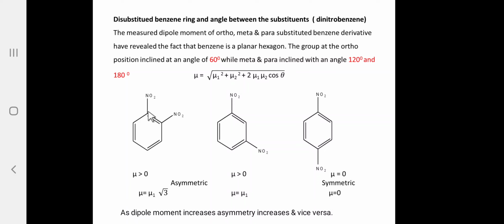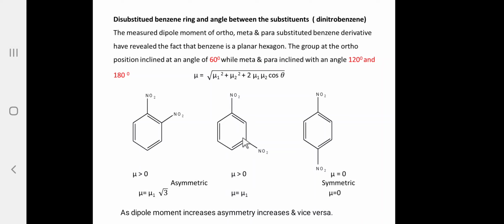In case of the ortho dinitrobenzene, mu is not equal to 0, it is greater than 0, while in case of the meta dinitrobenzene, mu is also greater than 0. But in case of the para dinitrobenzene, mu is equal to 0 because it has the symmetrical structure, while the ortho and meta dinitrobenzene have the asymmetrical structure, so their dipole moment is greater than 0.